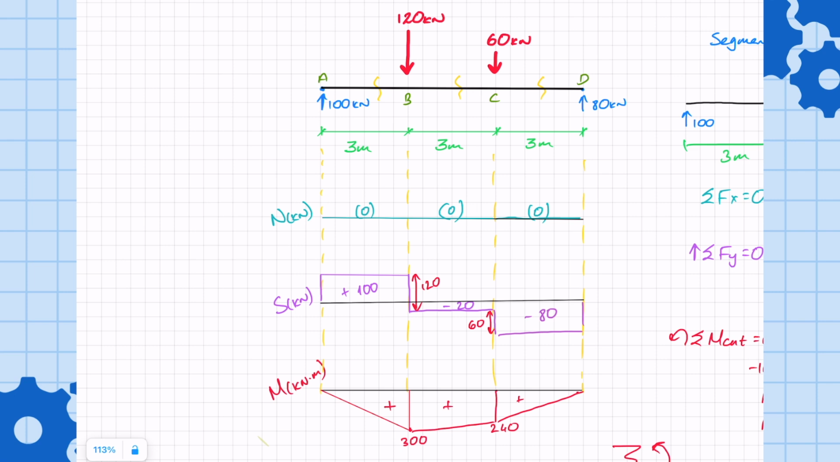But for now, we have found all the internal forces required in the beam, and this is the start for actually designing beams. And that is how you solve and find the internal forces in a beam.